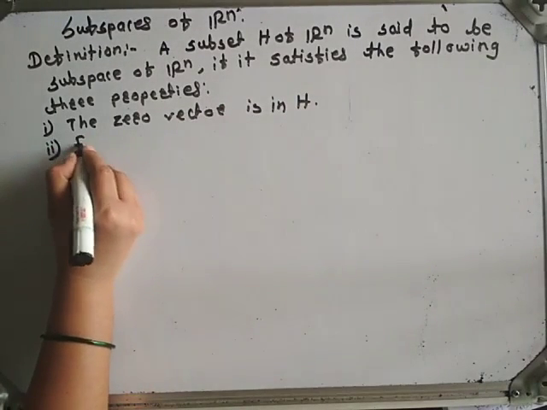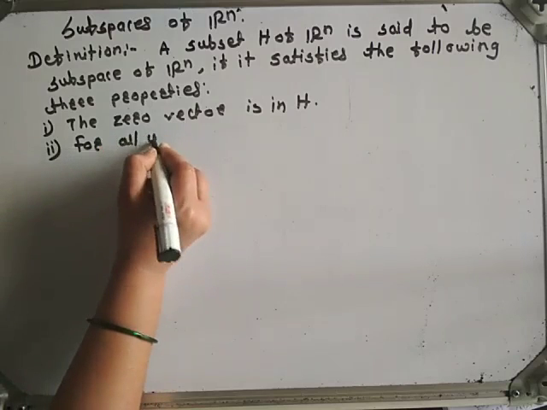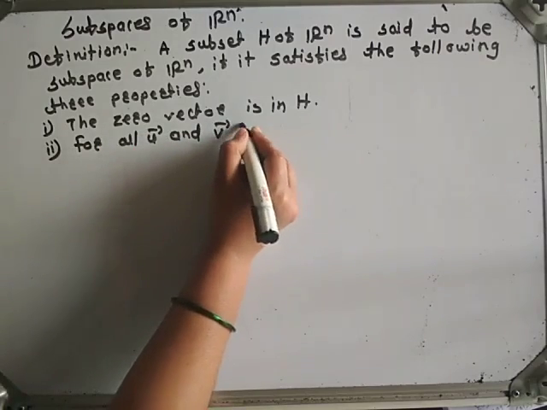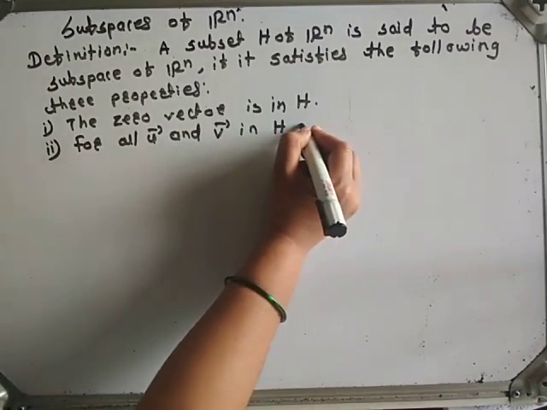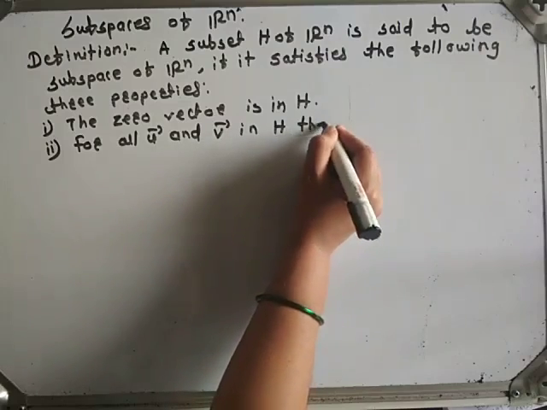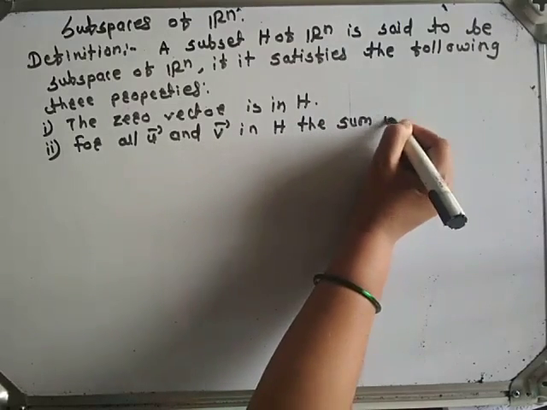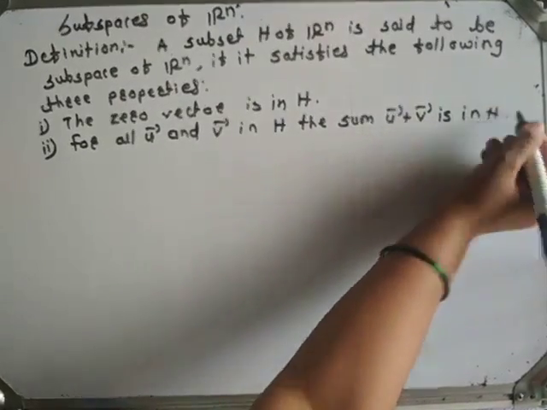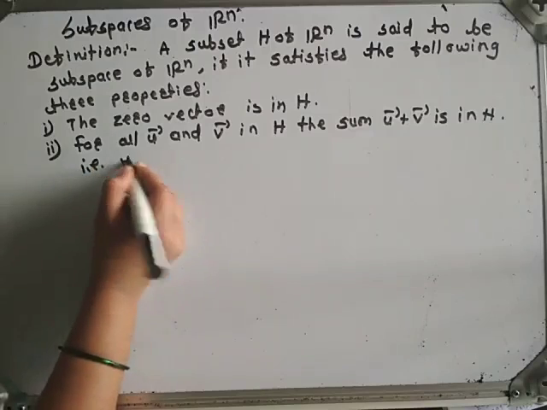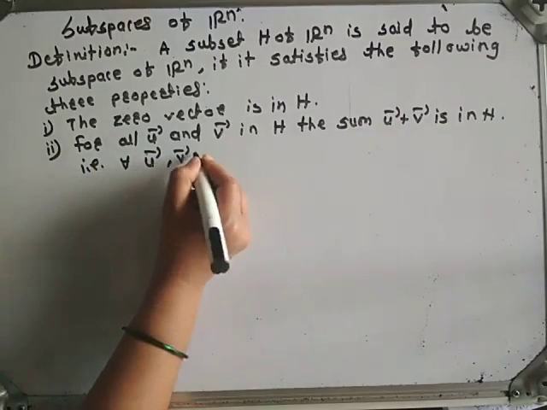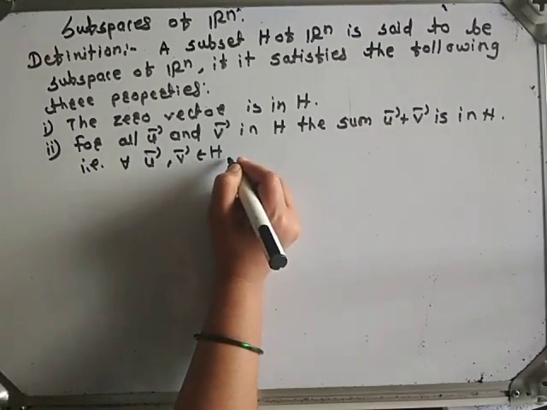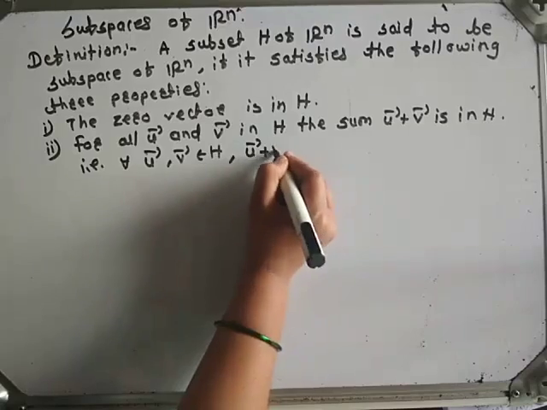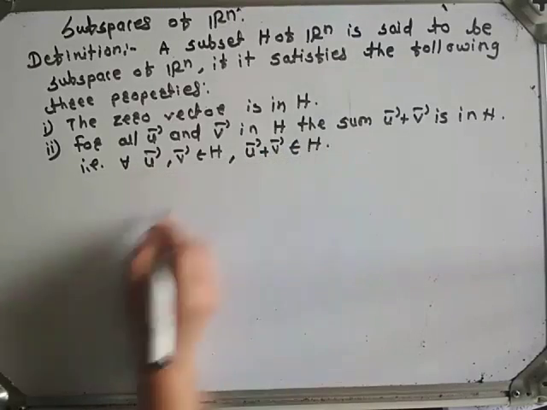Second property is for all u bar and v bar in H, the sum u bar plus v bar is in H, that is, for all u bar, v bar belongs to H, u bar plus v bar belongs to H.